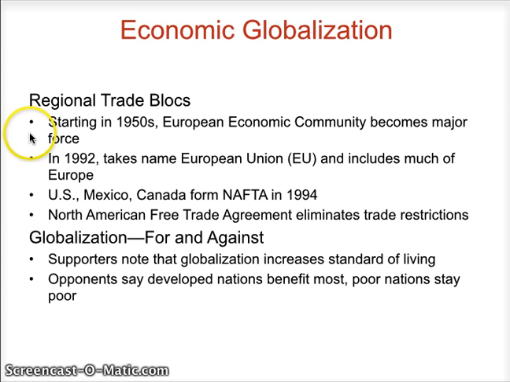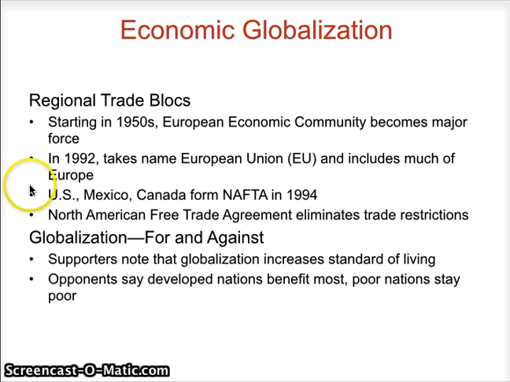Now, starting in the 1950s, we start to have Europe forming sort of an economic community. Now, the official name of this is called the EU. Now, many of you probably have heard of the EU before. So in 1992, the European Union, they end up accepting most European countries into sort of this trade agreement. And in fact, they all adopt the same sort of currency. That would be the euro.